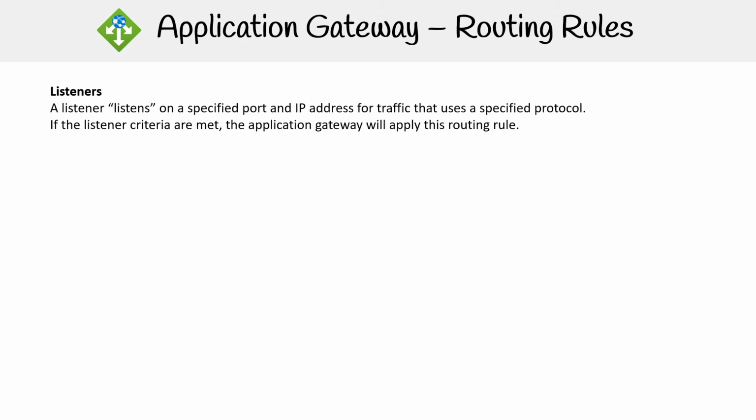Let's take a closer look at routing rules. This is where all the magic happens. So a listener listens on a specified port and IP address for traffic that uses a specified protocol. If the listener criteria are met, the application gateway will apply the routing rule. And these come in two flavors.